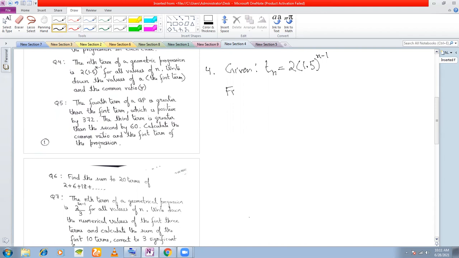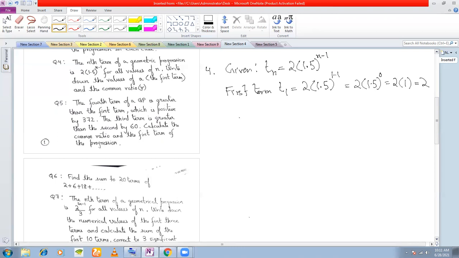So first term, what should be the first term? First term is T1, right? Put n is equal to 1. 2 into 1.5 to the power of 1 minus 1, which is equal to 2 into 1.5 to the power of 0, which is equal to 2 into 1, which is 2. The first term is 2.